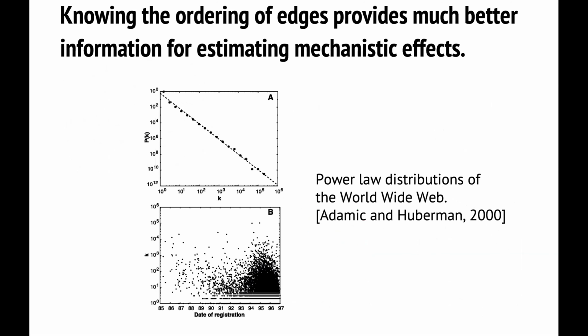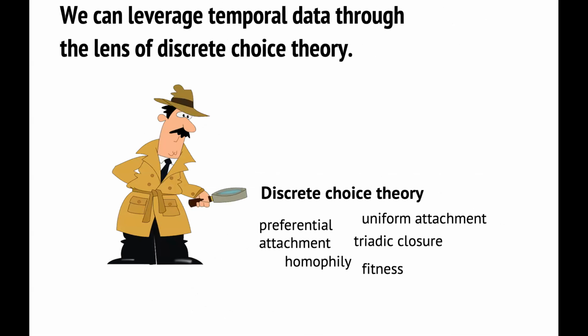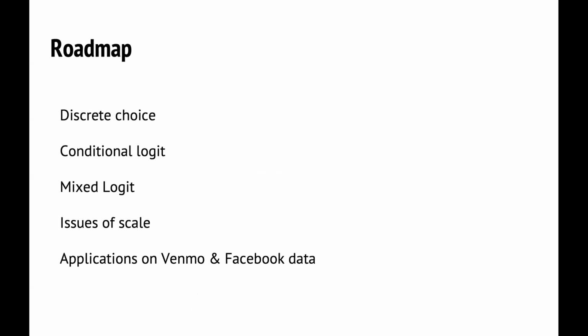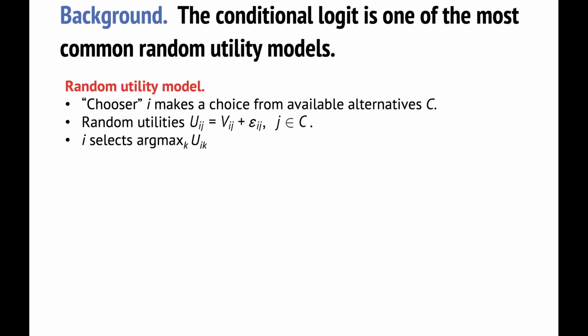So the main insight driving our work, which is fairly straightforward, is that knowing the ordering and timing of edges gives you a much better window into estimating these different effects that could potentially be happening. And in particular, discrete choice theory gives a good analytical framework to disentangle the different mechanisms. So briefly, I'm going to introduce the discrete choice framework. I'm going to talk about two models, the conditional logit and the mixed logit. I'm going to talk about issues that happen when you apply these models on a large scale. And I'm going to briefly cover two empirical examples on real social media data.